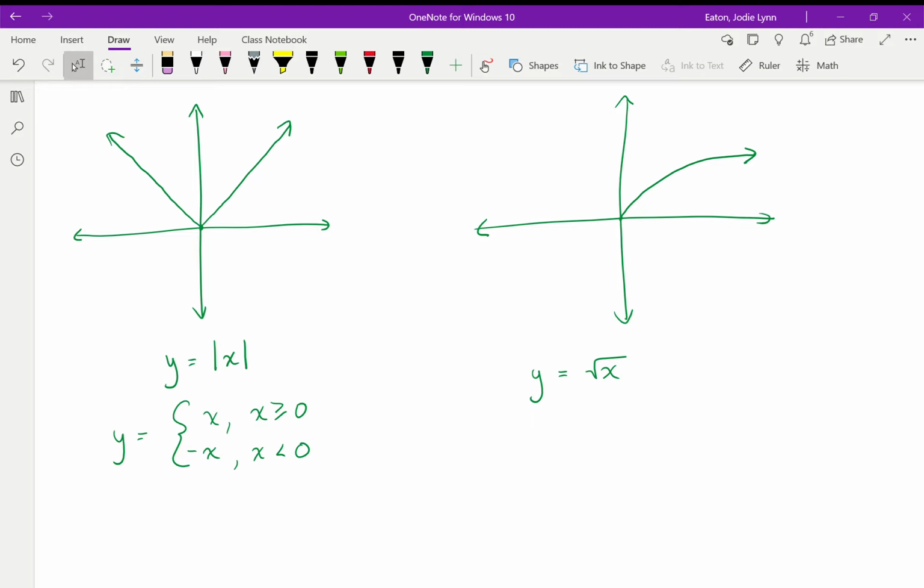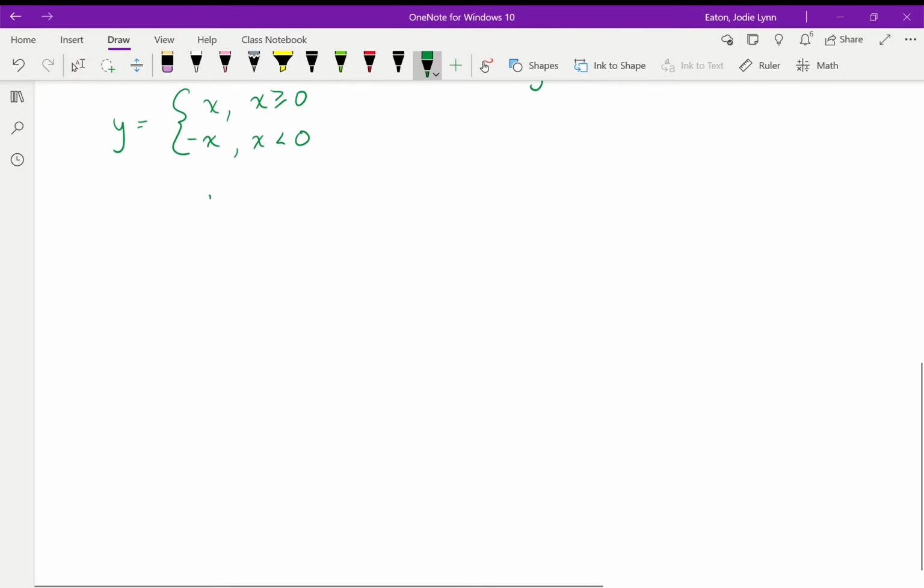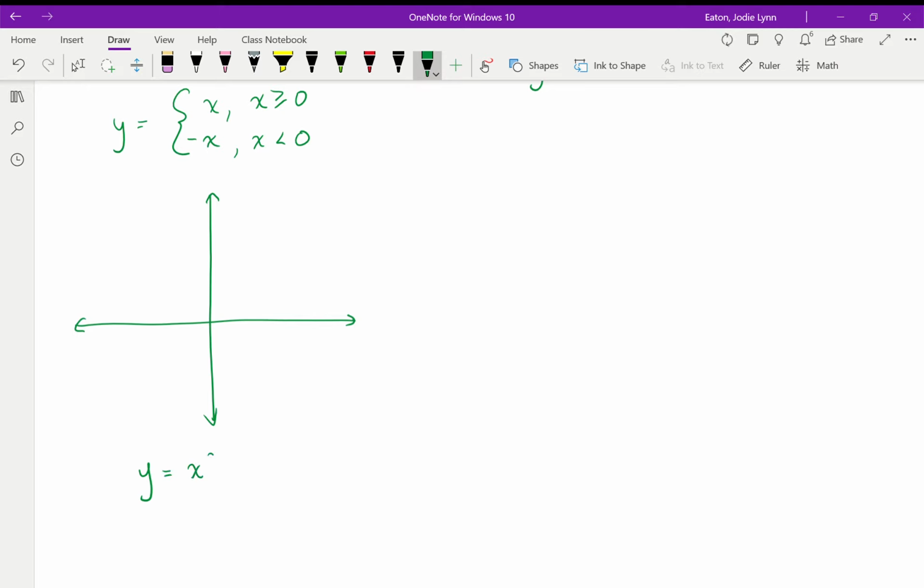Okay, and these are just our basic functions that are starting at the origin, and they haven't really been expanded, stretched, or compressed. They're about the simplest you can get when it comes to these functions. We also have our friend, the cubic function. So our cubic function is y equals x cubed. That goes up like that. Okay, it's a very steep thing.